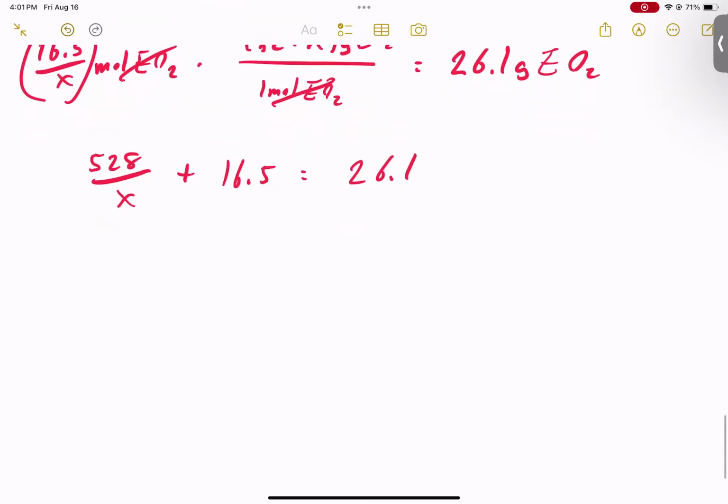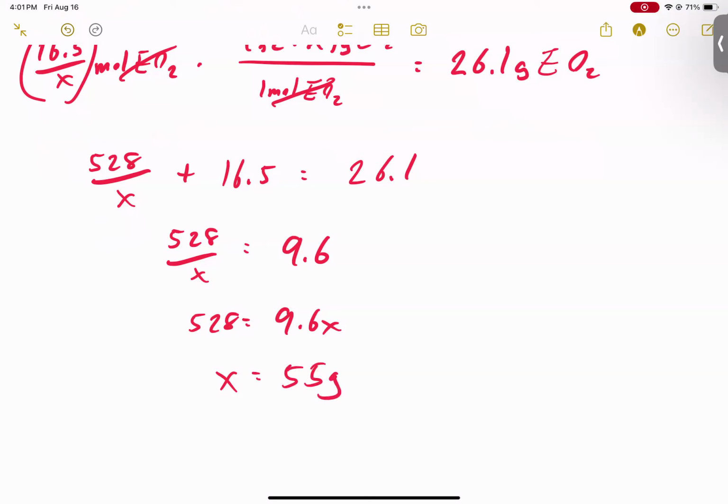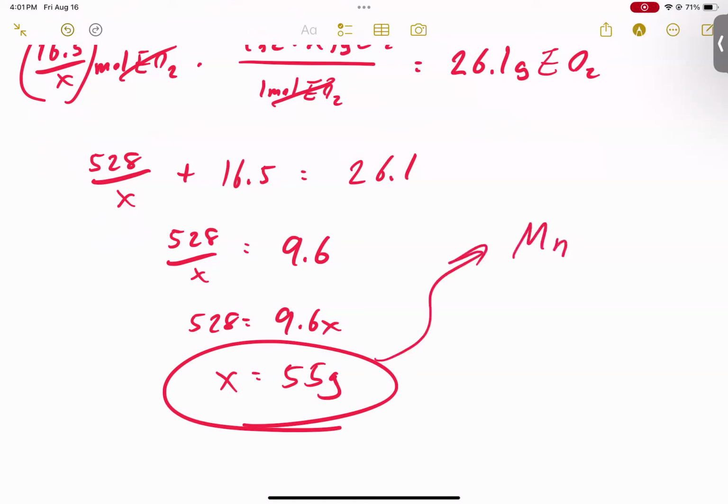So this is just an algebra problem now. I'll start solving for X. I subtracted 16.5 on both sides, which gives 9.6. Then X gives us 55, and the units will be in grams. 55 grams. Well, we know that is the molar mass that we're working with. Guess what has a molar mass of 55 grams per mole? Manganese. And manganese is indeed the correct answer.